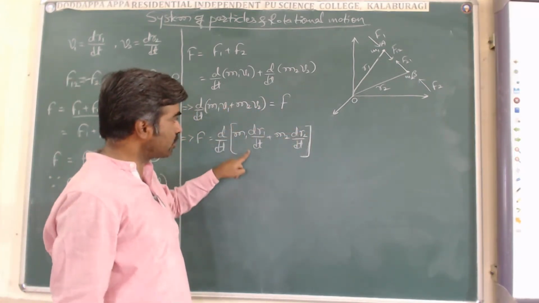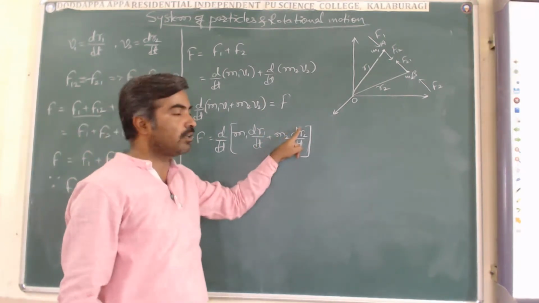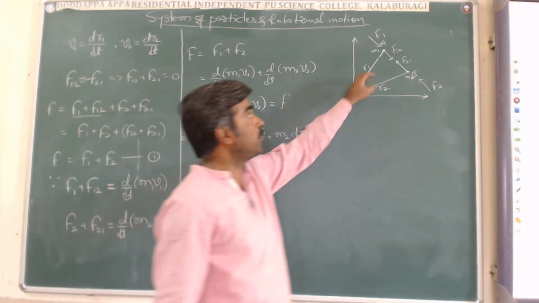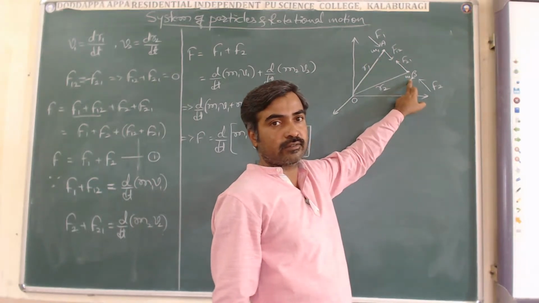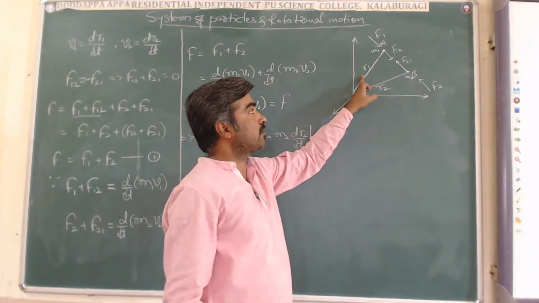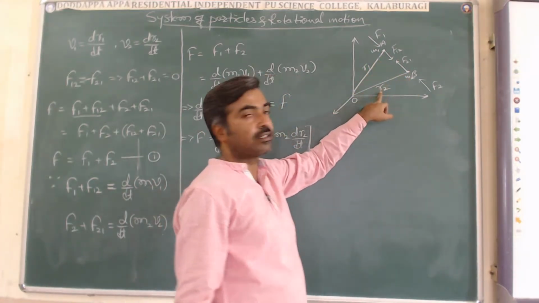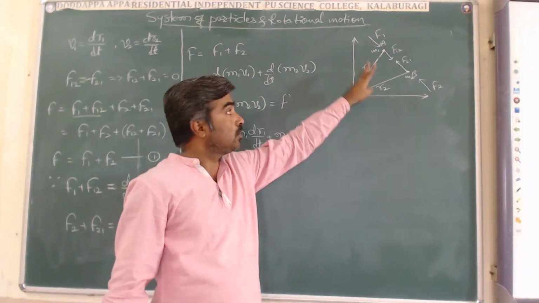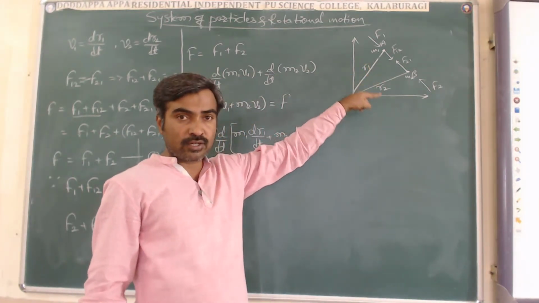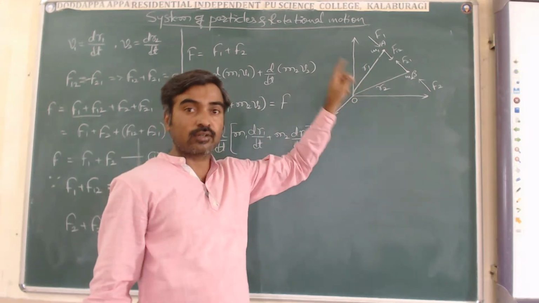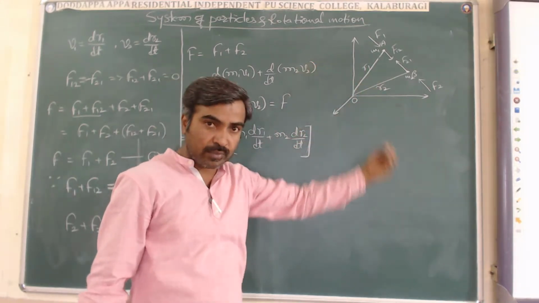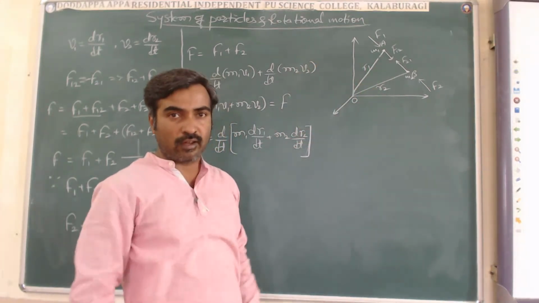So that velocity is written as dr by dt. That is the position vectors of two particles. The first particle is at a distance of r1, the second particle is at a distance of r2. Those two particles, by the application of force, may execute rotational motion. Anyhow, consider that they are rotating or moving anyhow.